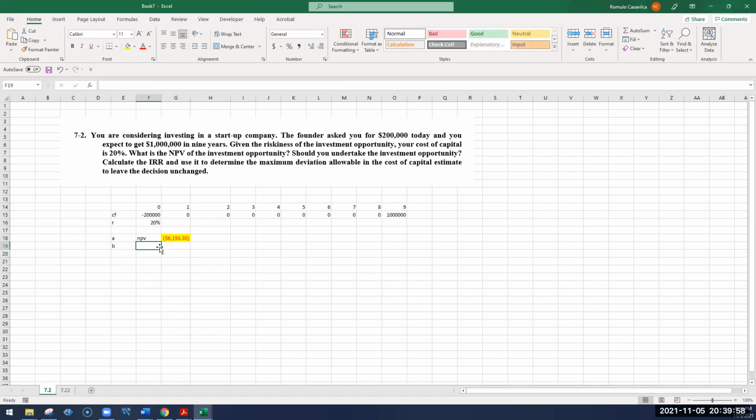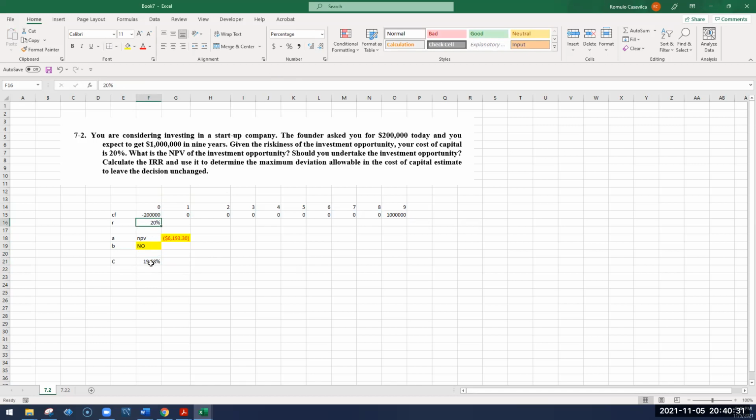So B, it asks you, should you take it? You just put no. No. Yeah. And on C, you need to find out first, before answering, what is the internal rate of return. So my internal rate of return is 19.58, which is less than my cost of capital.